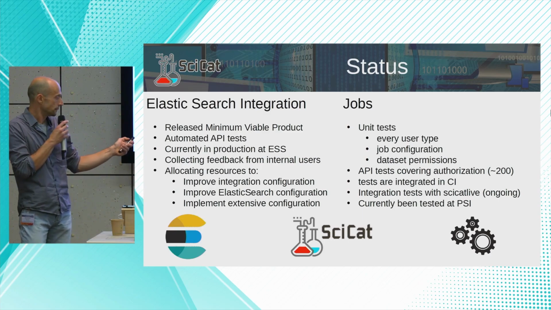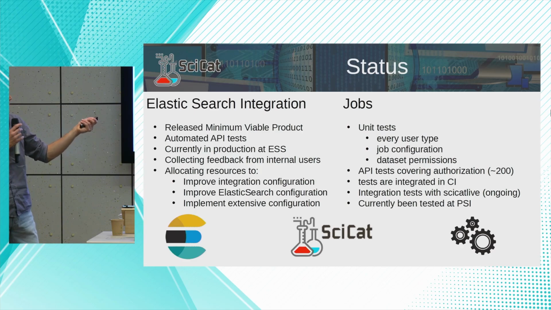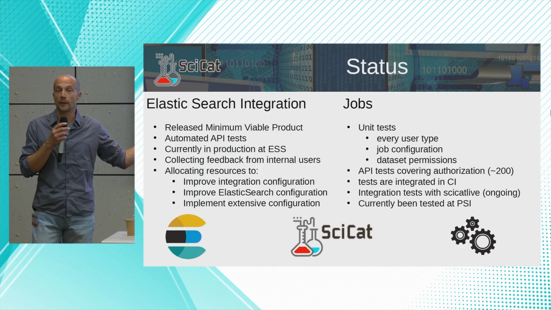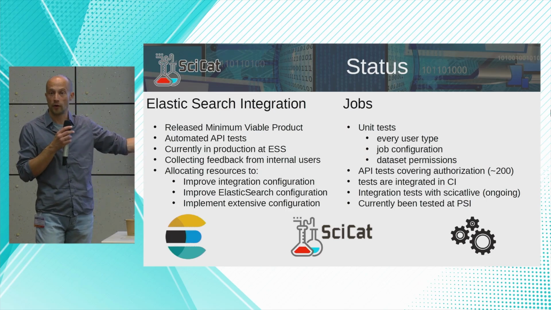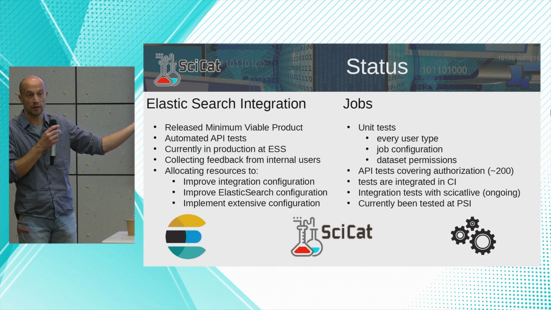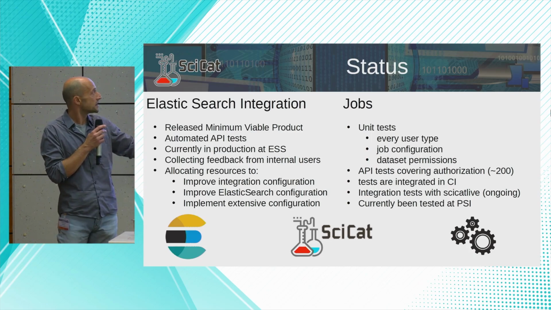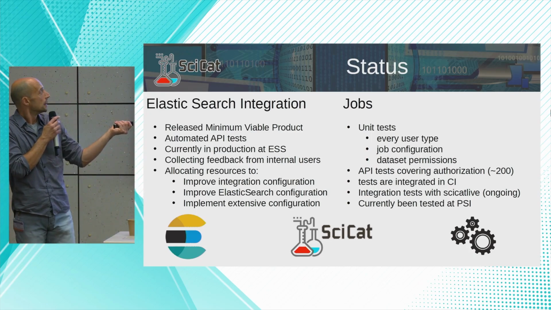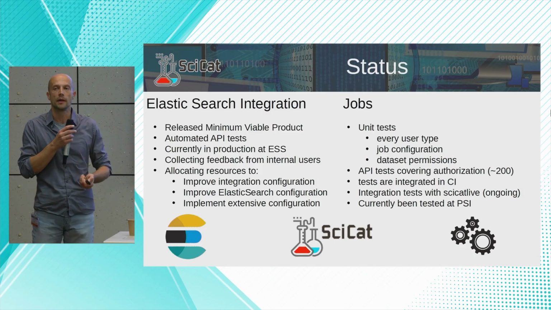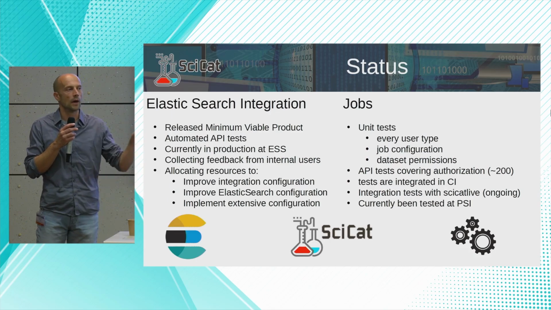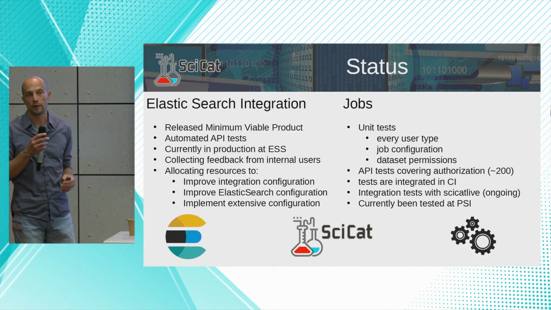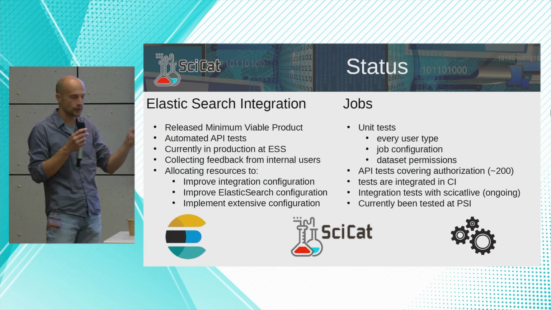And regarding the jobs, we have tons of unit tests, API tests, especially for the authorization. The poor woman that wrote all these tests, she wrote more than 200 tests. These tests are in CI, so they're run automatically. And we are trying to include this one in the Cycle Live. Cycle Live is a one-click solution if you want to test it out, so you don't have to worry about all the resources, configuration, and all that.